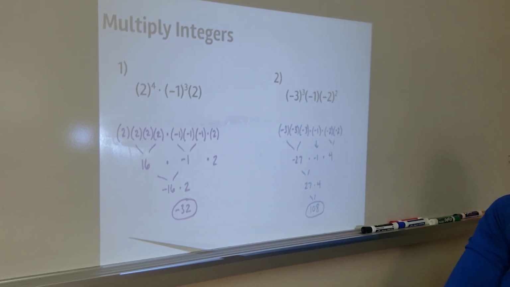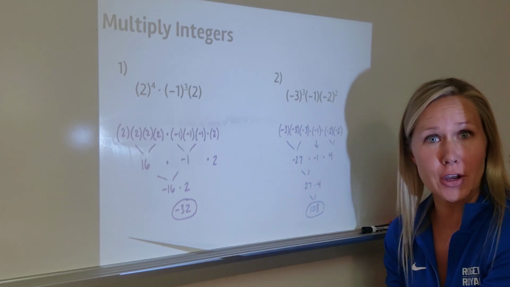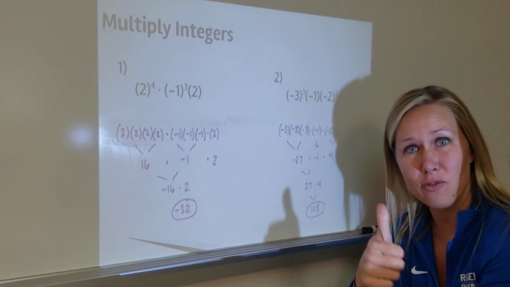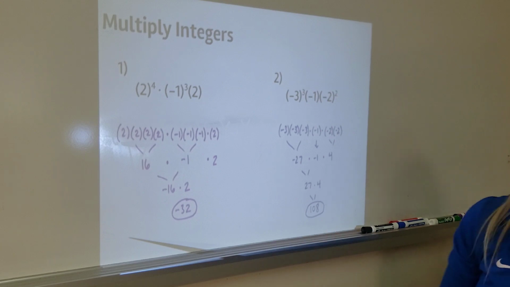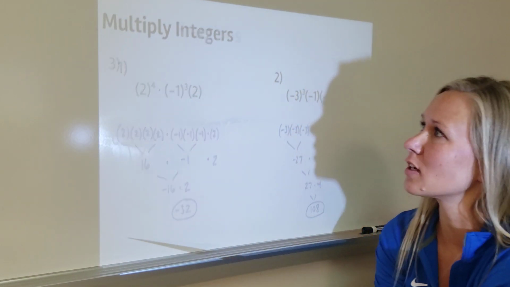Whoops. Okay, so I gathered them all up. I got 108. Did you get 108? Yeah, hopefully. So that's how you do this. That's a bunch of integers. I know you can multiply 2 integers together, so I want to challenge you a little bit.